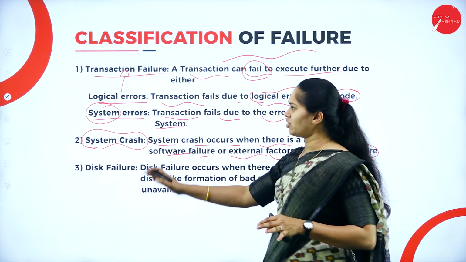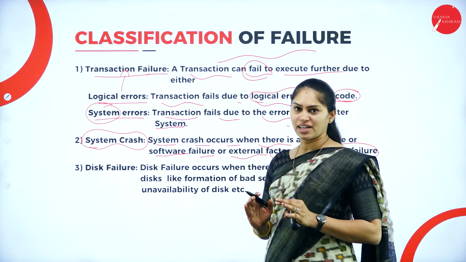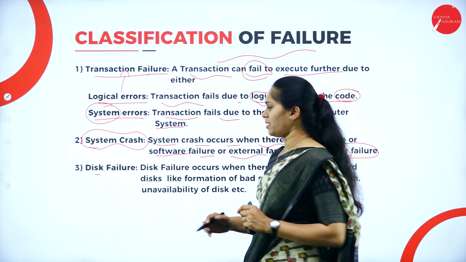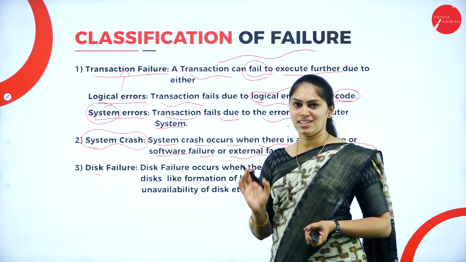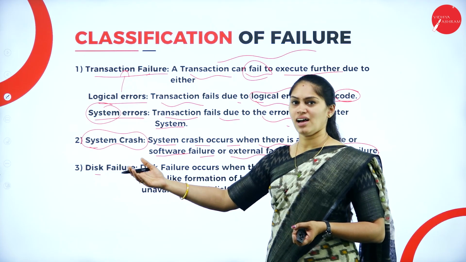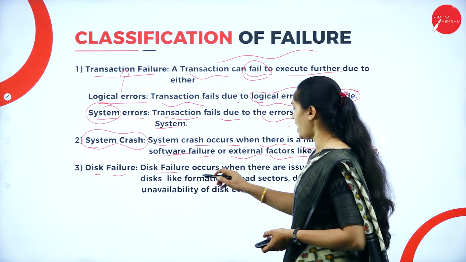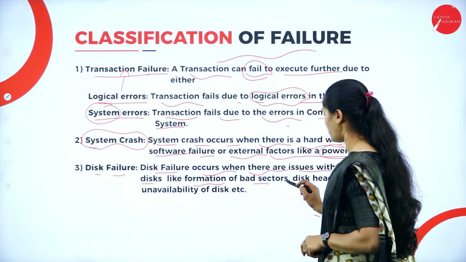Whatever kind of failure it is, everything is going to affect the database, which you have to remember. And at last it can be a disk failure, right? If I want to read and write content, then a disk is required. If that fails, then we can't expect an efficient way of doing a transaction. Disk failure occurs when there are issues with the hard disk, like formation of bad sectors.